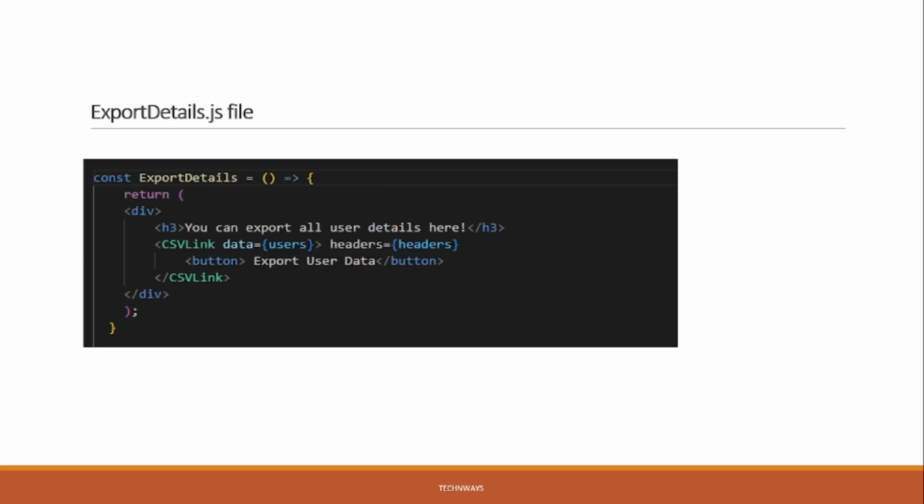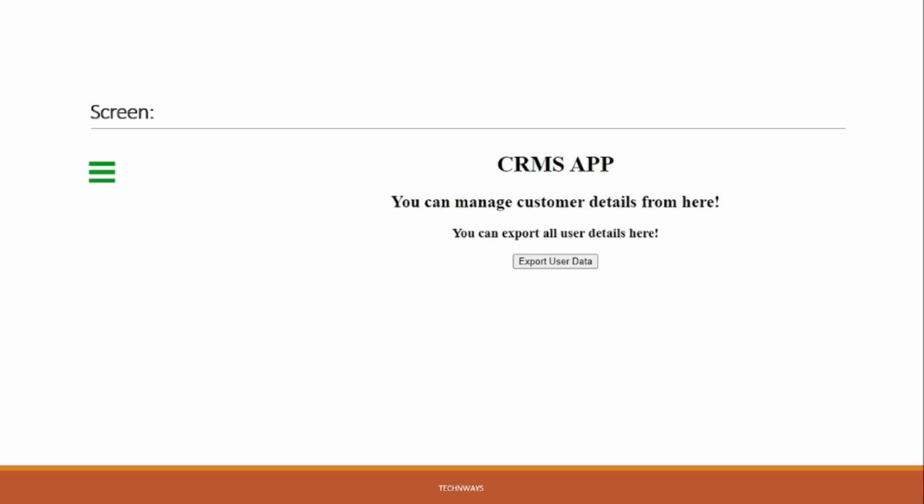This is the export component that we will be implementing in our export details component. Basically we will be using a CSV link, and inside that we will add one more button to export that particular feature, and this is going to be the UI after the implementation.